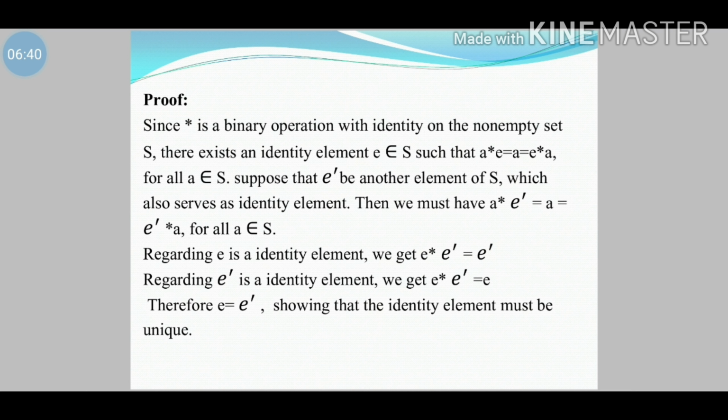belongs to S. Now suppose that there exists another element E dash which satisfies the same property. That is, A star E dash is equal to A is equal to E dash star A for every A belongs to S. Then, regarding first E as the identity, what happened? E star E dash is equal to E dash. Now taking E dash as the identity, we get E star E dash is equal to E. From these two equations, it is easy to verify that E is equal to E dash, showing that the identity element must be unique.